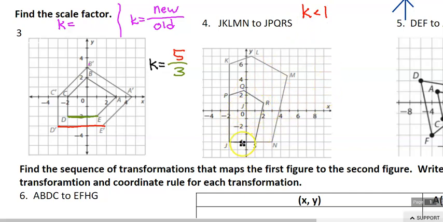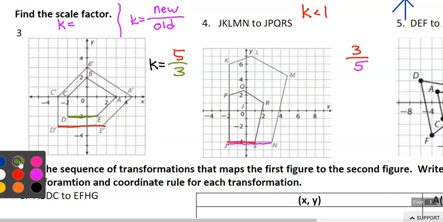So our new shape is going to be the small one. Let's use JS, which will be 1, 2, 3. And our original shape will be the big one, which would be 1, 2, 3, 4, 5. And sure enough, 3/5 is less than 1.